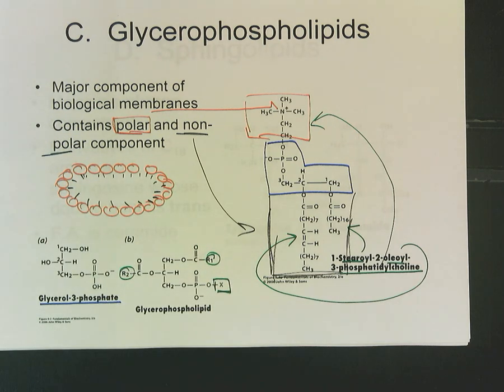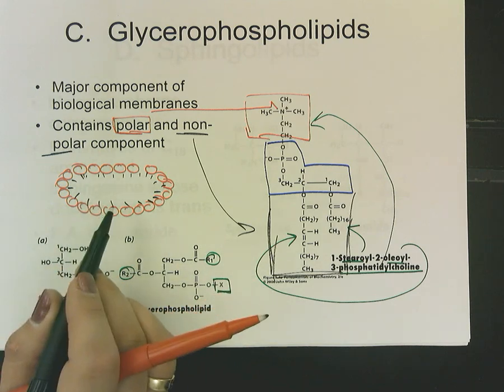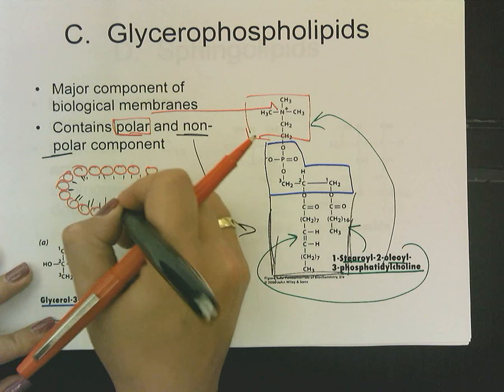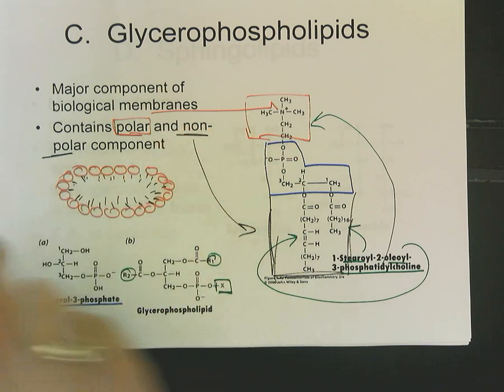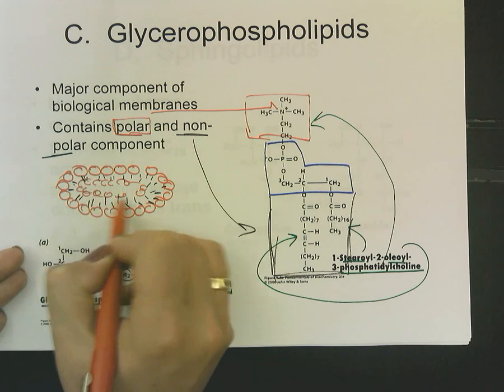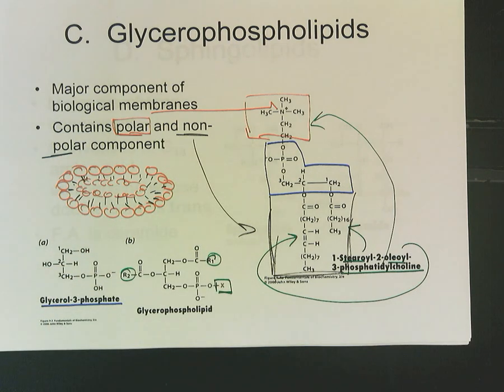Then, what liquid's on the inside of your cell? Water again, so you gotta have your tails pointing back out with a bunch more of these. Good, good. So I have to have a polar and nonpolar end. I can line it that way. Questions on my glycerophospholipids?